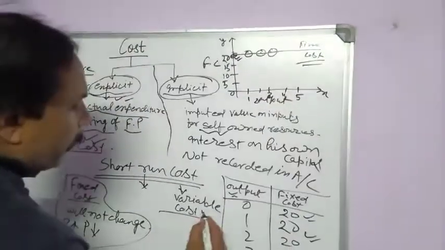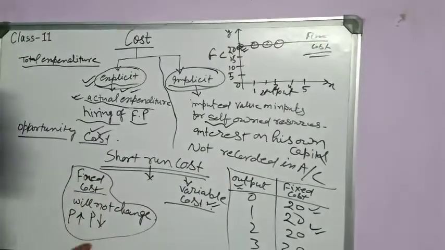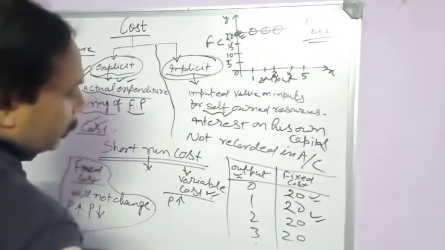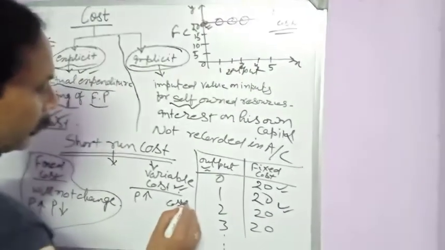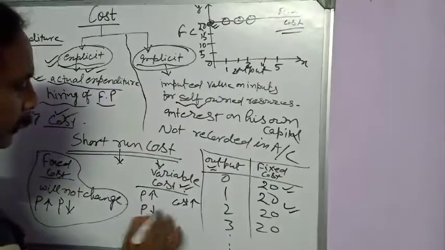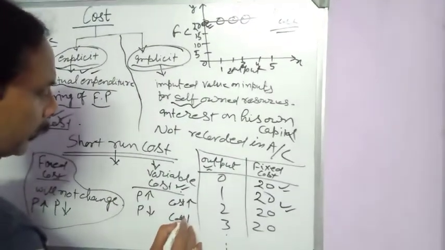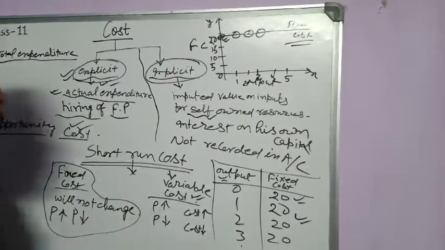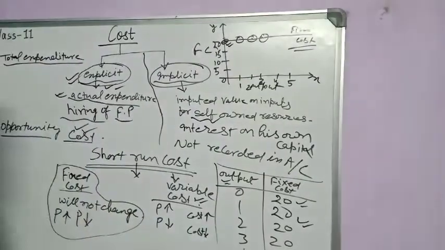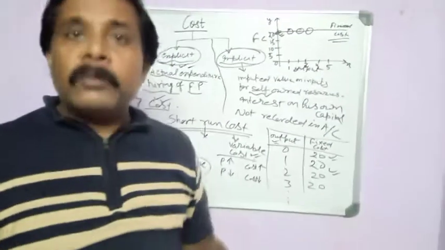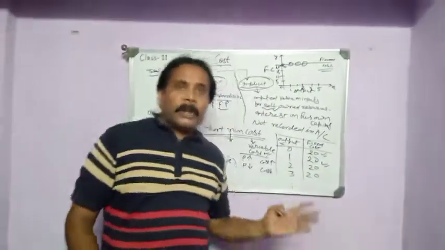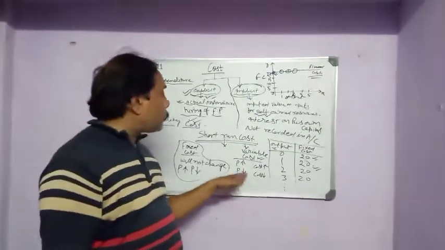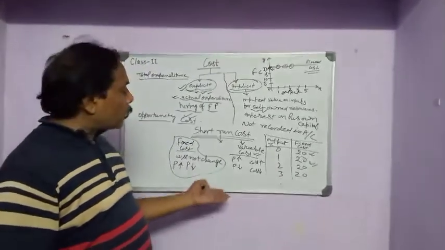Now come to the variable cost. Here the term is variable, meaning changeable. So what does it indicate? It indicates that if the production increases, cost will also increase. If the production decreases, the cost will also decrease. Clear? So that is variable, that is changeable. So how can we define it? Variable costs are those costs which vary, which change as the output changes. If the output is increasing, variable cost is also increasing. If the output is decreasing, the variable cost will also decrease.